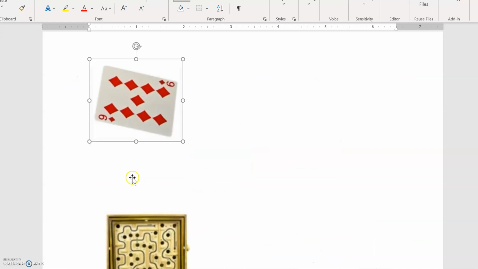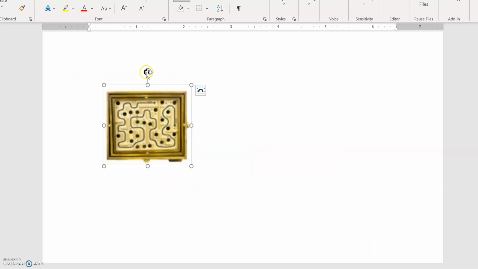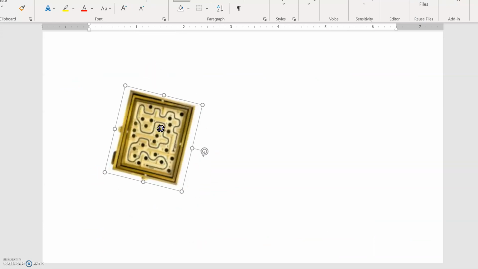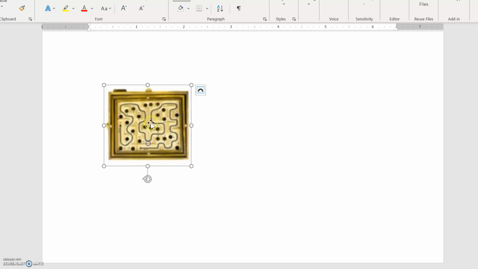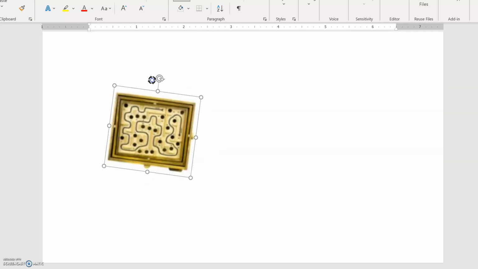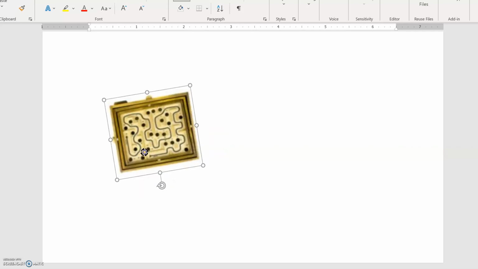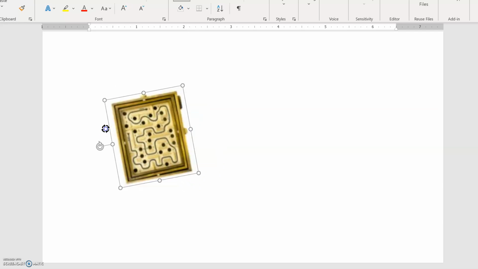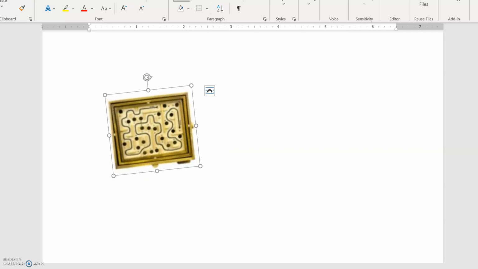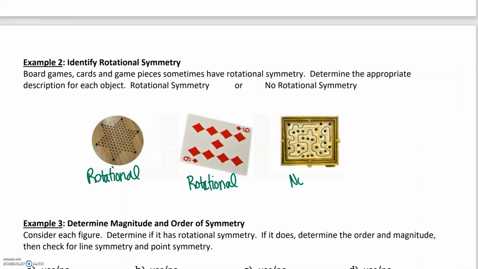And then our last one. Let's take a look at this crazy looking, I think it's a game. No. That is not the same because those 3 dots were at the bottom before. So all this stuff inside here would have to look exactly like that, and it does not because those 3 dots are at the top. So this does not have rotational symmetry.